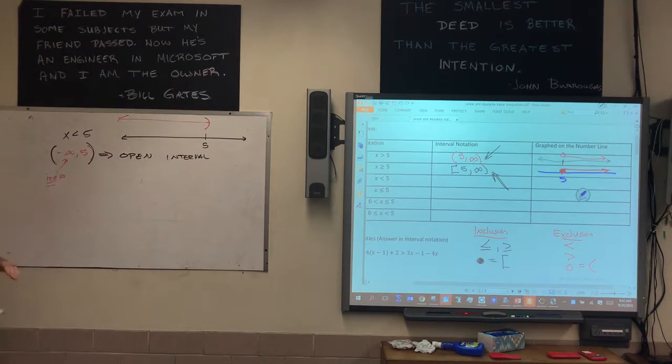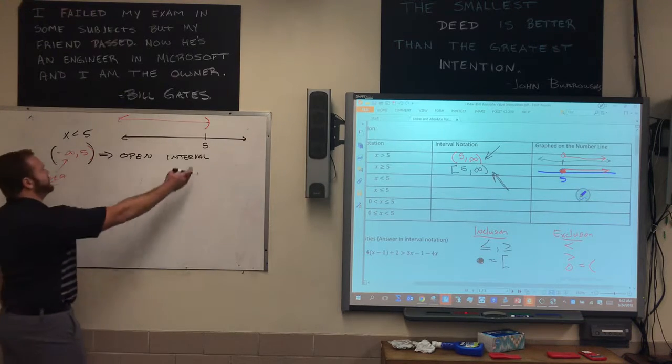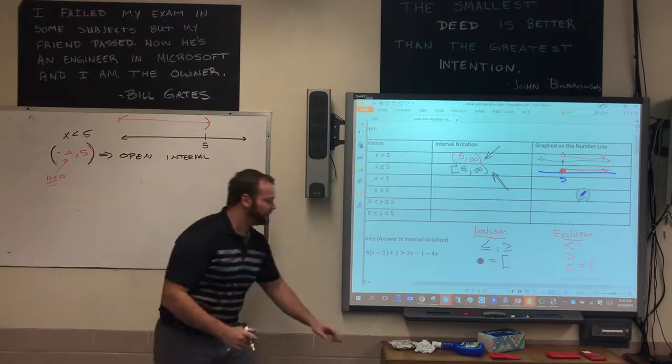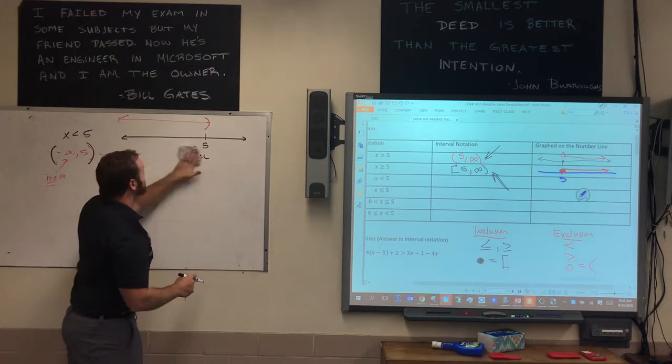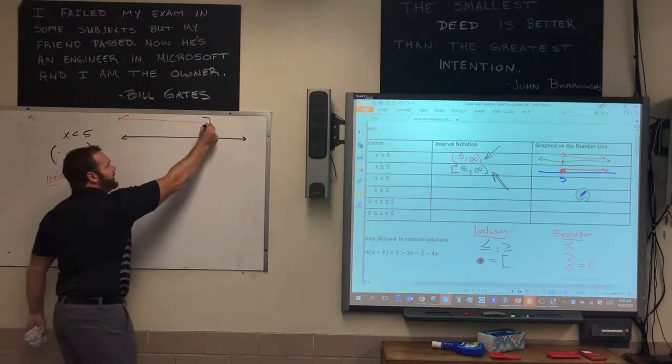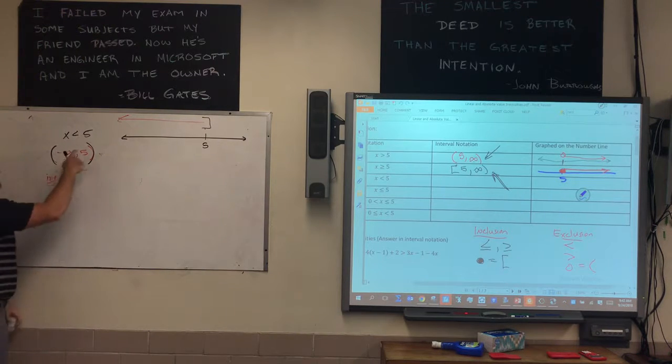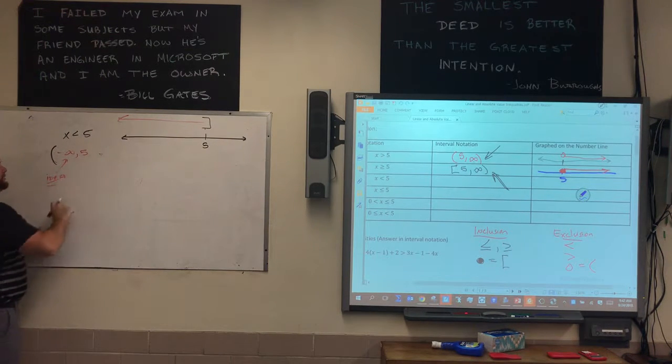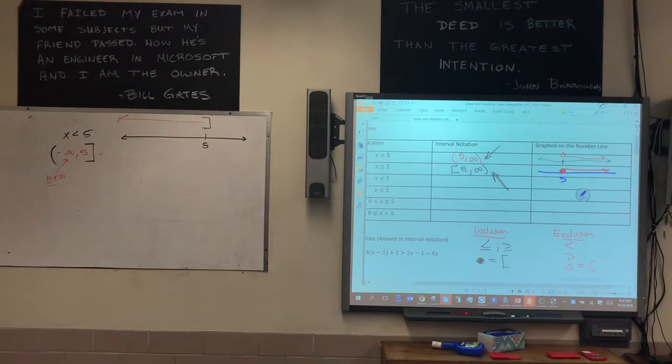If I go to the next one, x is less than or equal to 5. So what's the only thing that changes here if it's x is less than or equal to 5? Yeah, that parenthesis turns into a bracket now. So in my picture, we get that. So in my interval notation, we should get the same thing. You see how the interval notation should mimic how you read the number line? I read a horizontal number line always left to right. So when I look at my interval notation, it should mimic the numbers that I read left to right. Negative infinity obviously is further to the left than 5.